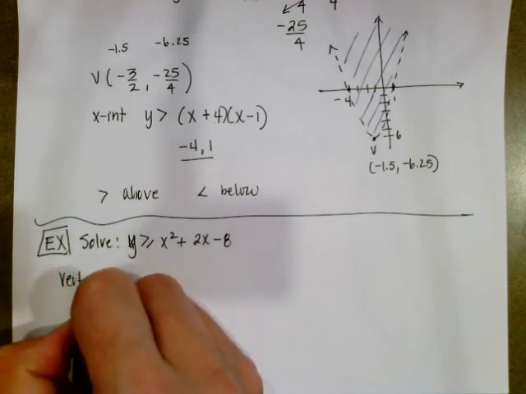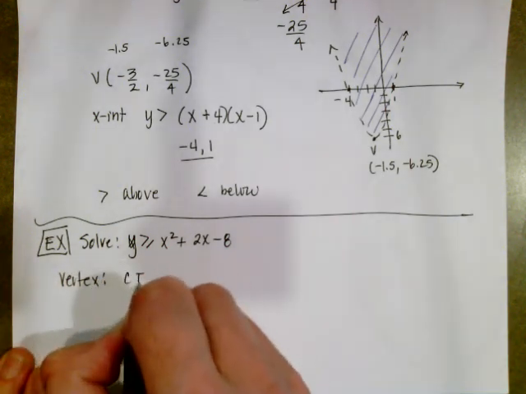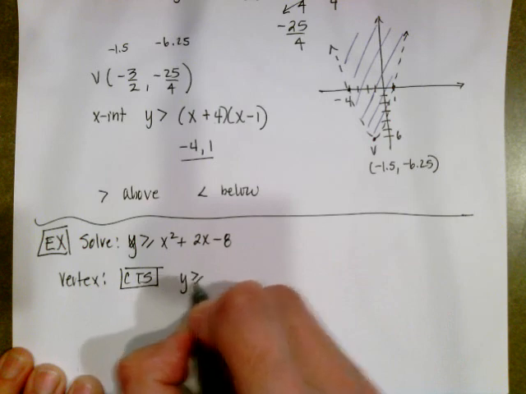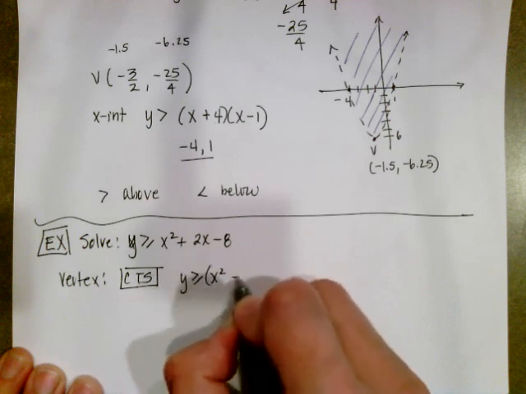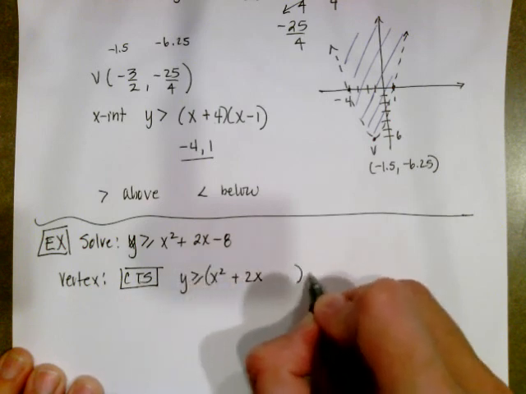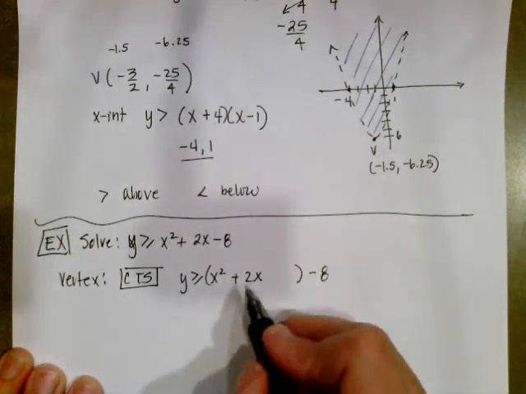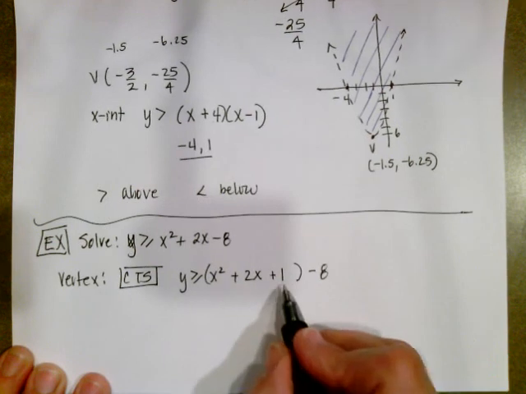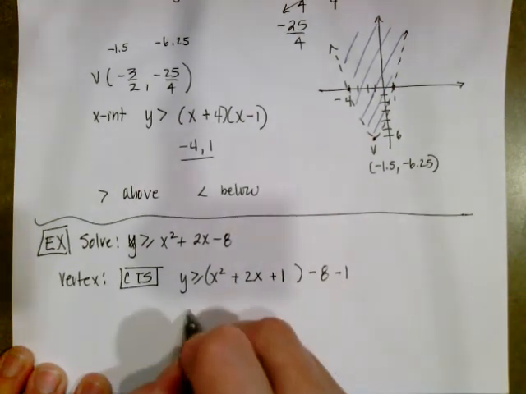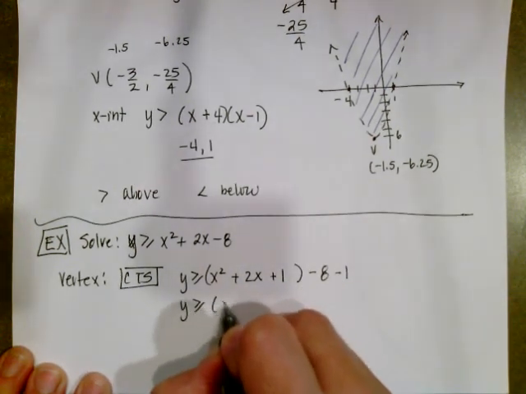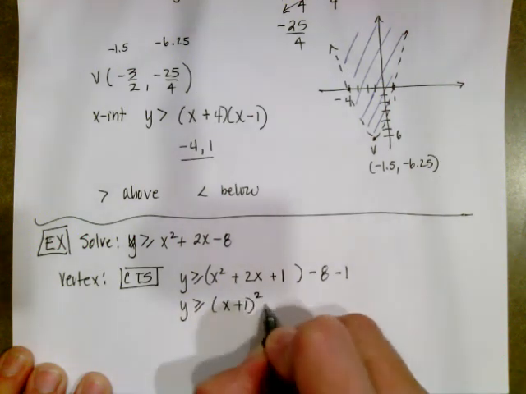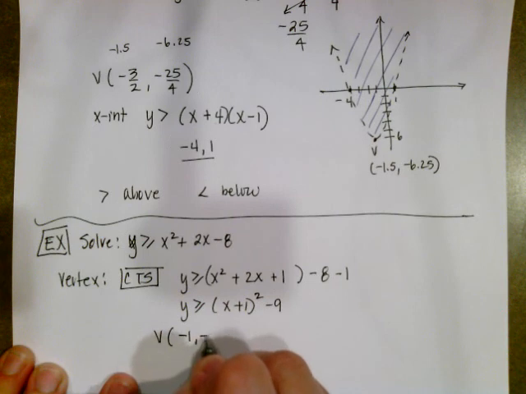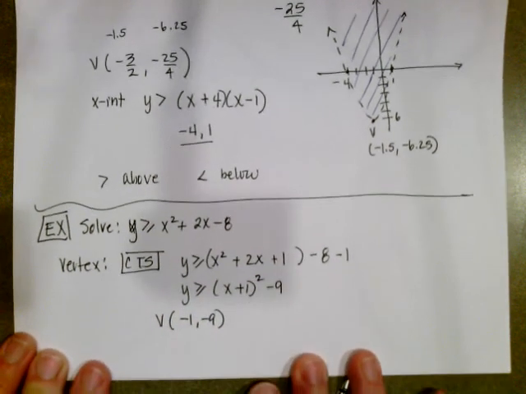I'm going to use completing the square because it's my favorite. And I'm going to do y is greater than or equal to x squared plus 2x. Those guys are grouped. Scoot the 8 over. Half of 2 is 1. Squared is 1. That's a plus 1. There's a minus 1. I get greater than or equal to (x plus 1) quantity squared minus 9. And I know that my vertex is (negative 1, negative 9).